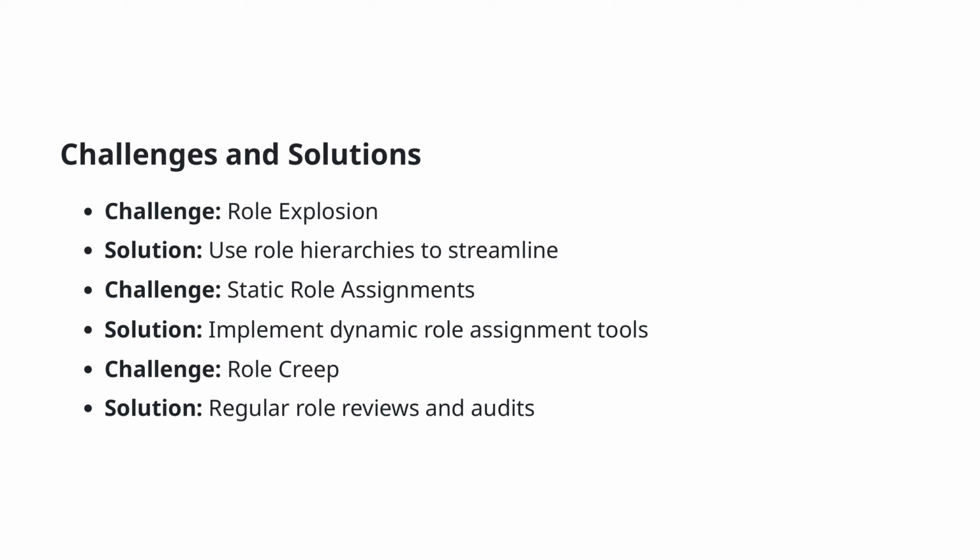Lastly, we have role creep, where users accumulate unnecessary permissions over time. This can be mitigated by conducting regular role reviews and audits. By routinely checking and adjusting roles, you can ensure that users only have the access they need and nothing more. These strategies help maintain a secure and efficient RBAC system, ensuring that each role aligns with organizational and security objectives.